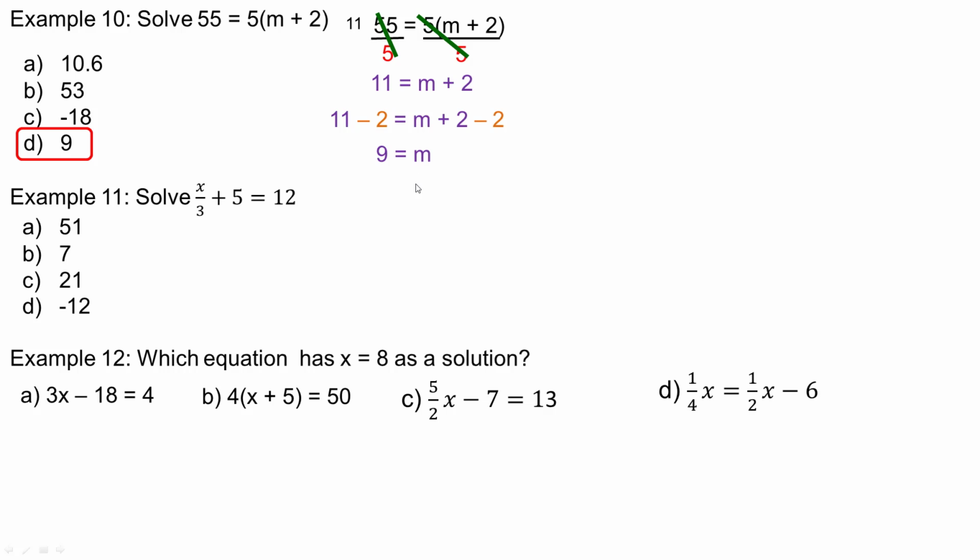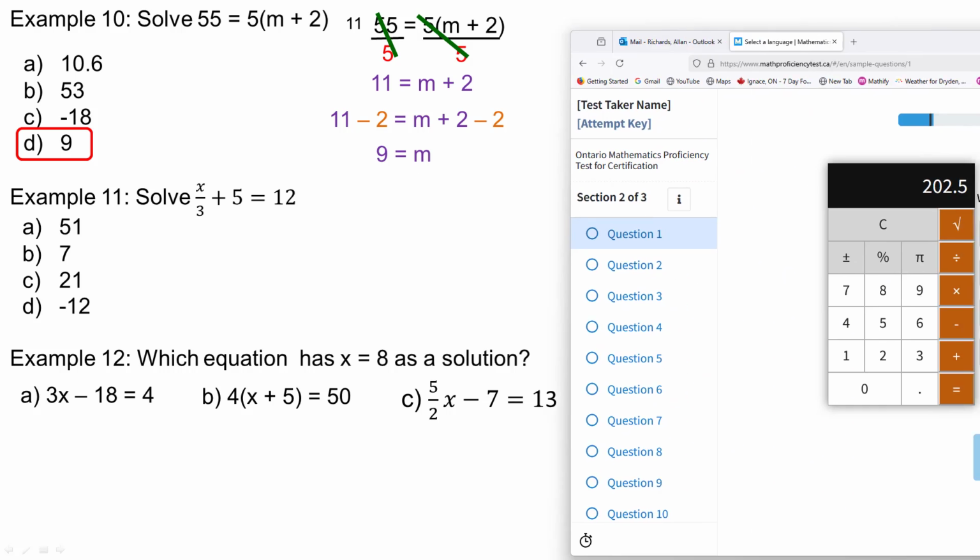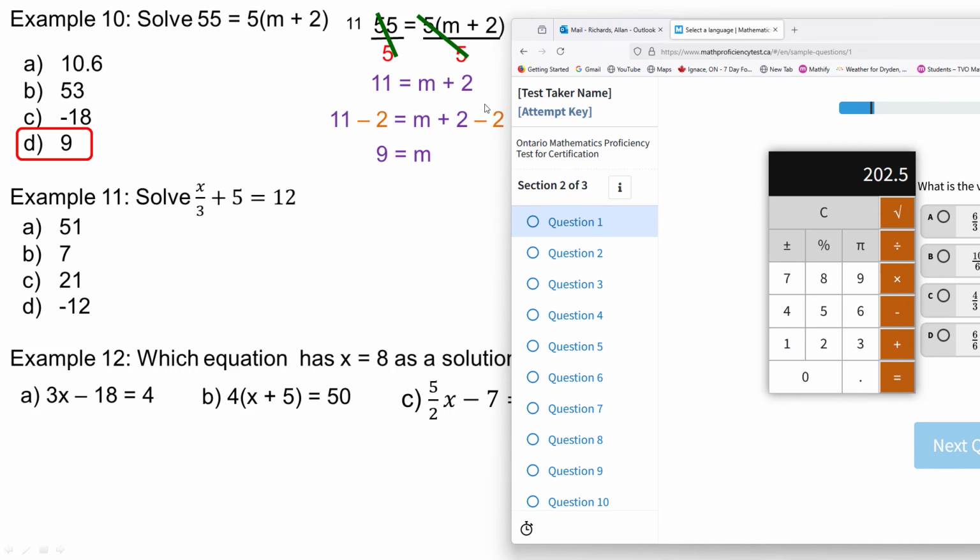Now, with these equations, there's only 4 answers, so you could instead check which one works. For example, if I put 9 in here, 9 plus 2, that's 11 in the brackets, times the 5, see that does give me 55.